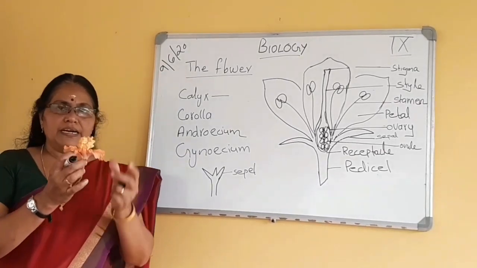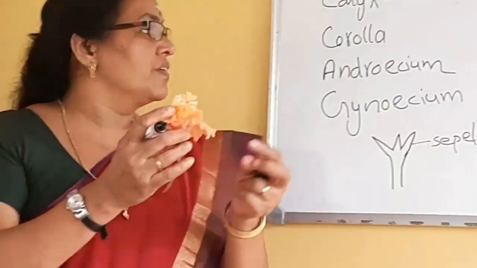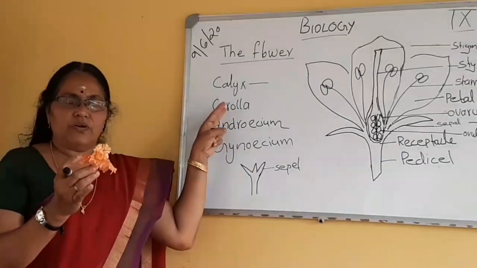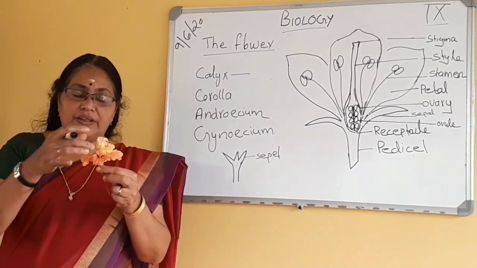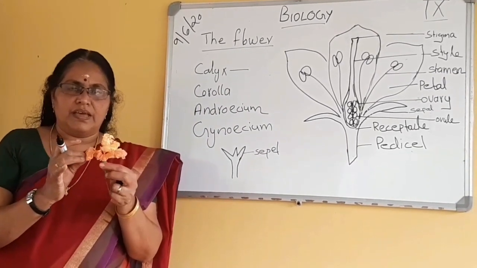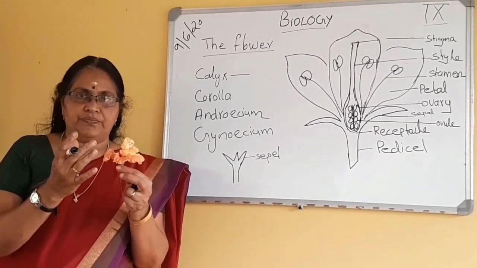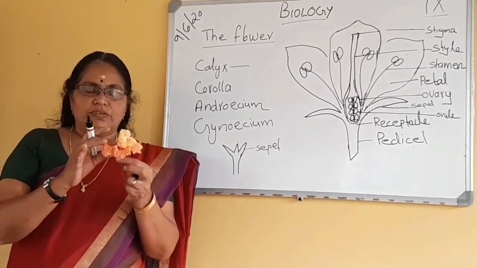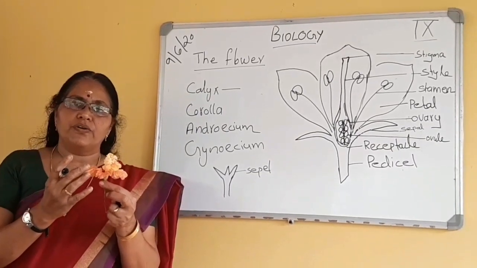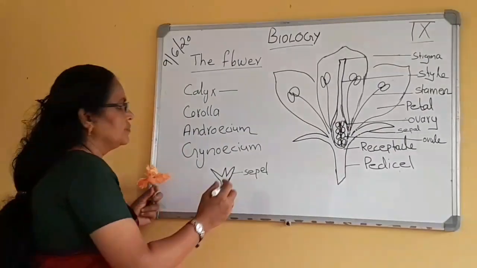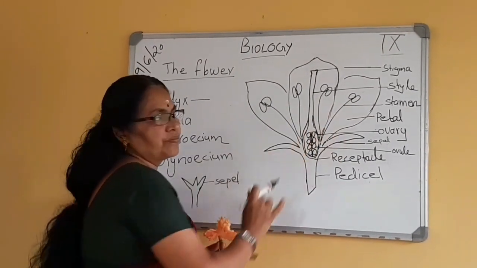Then the brightly colored part of the flower is called the corolla. Corolla consists of petals. There are different types of petals. In some flowers there will be 5 petals. In some flowers more than 5. These petals are brightly colored to attract the insects for pollination. Here you can see the brightly colored petals.